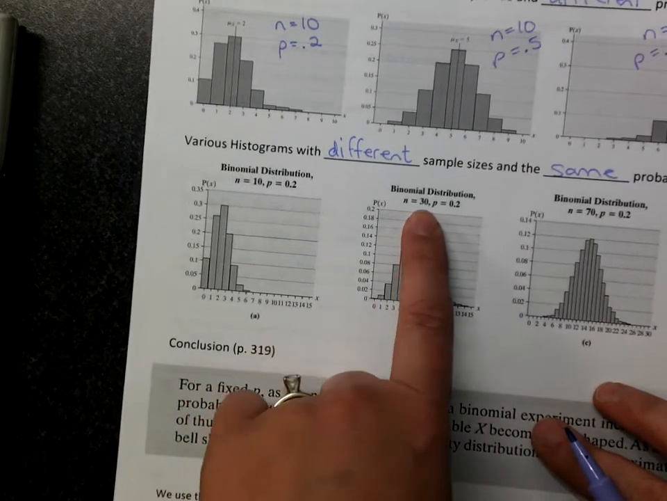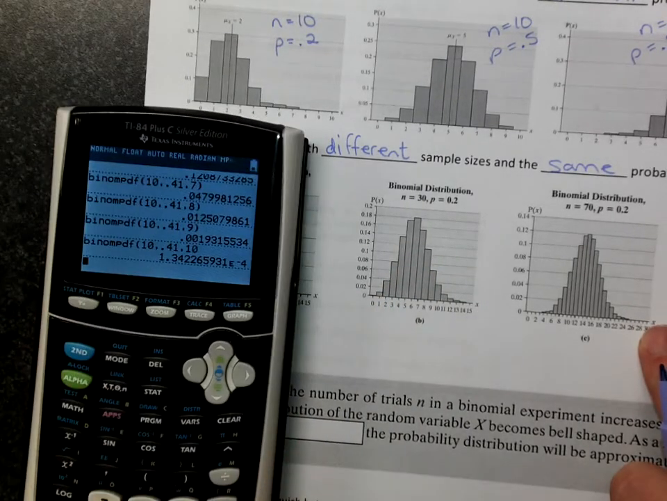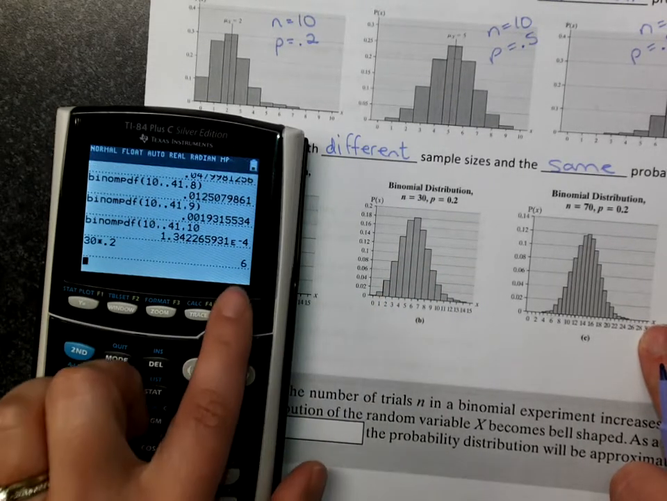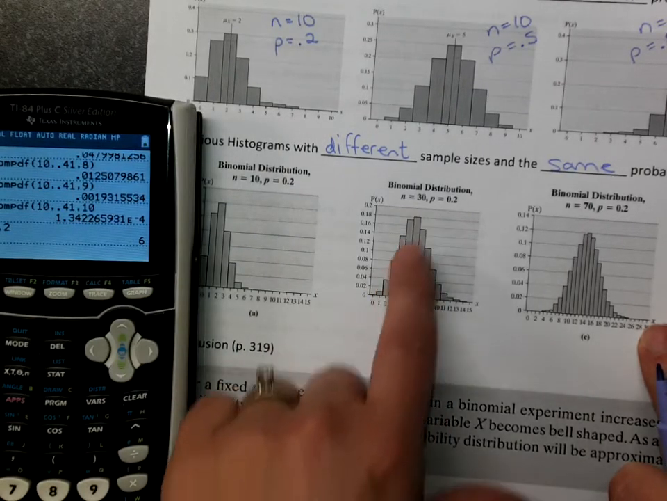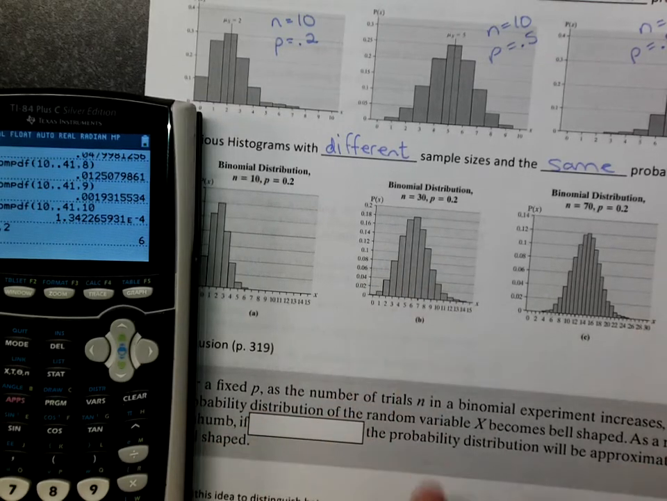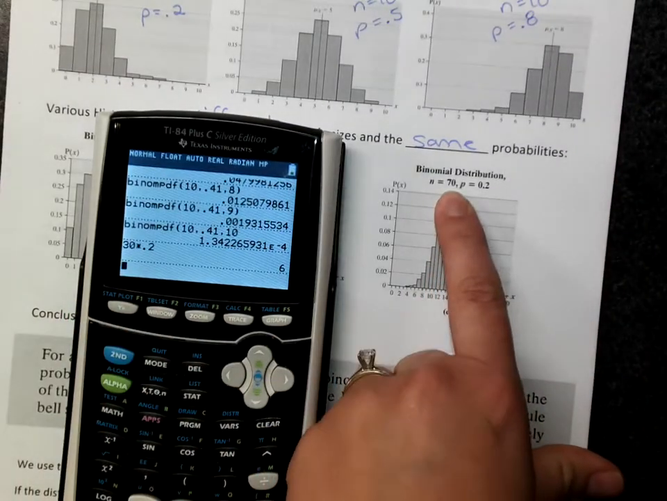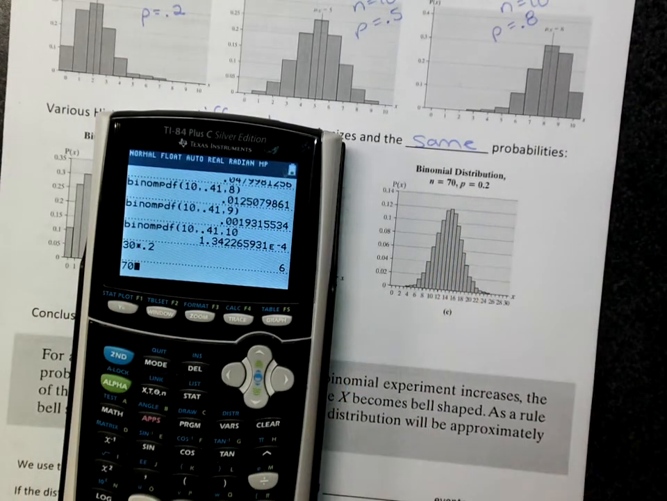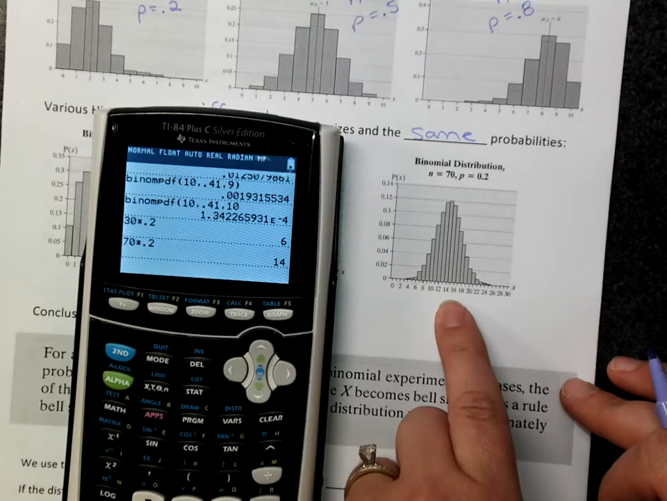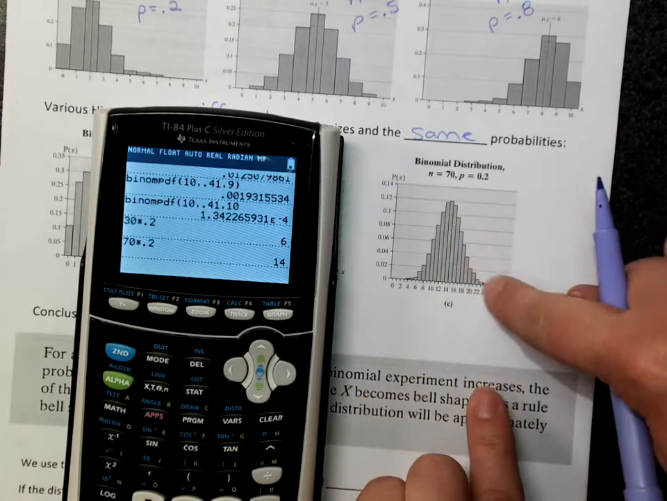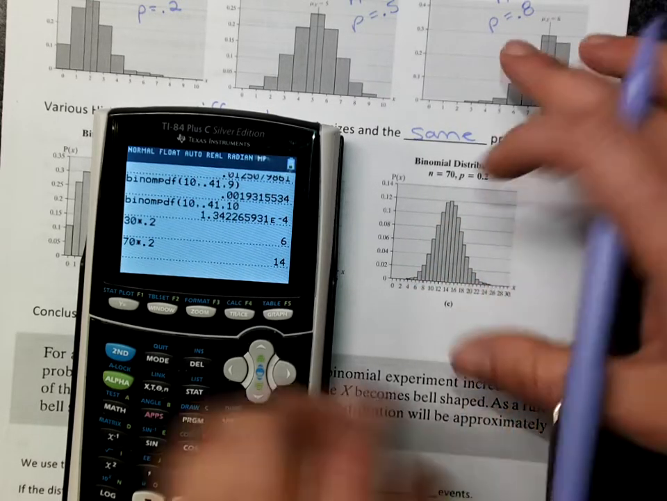The next distribution has a sample size of 30 and a probability of success of 0.2. If I were to do 30 times 0.2, I get 6. So you'll notice the majority of the data is centered around 6, and it gets a little bit more bell-shaped, a little bit more even on both sides. The last distribution has a large sample size of 70 and a probability of 0.2. If I were to do 70 times 0.2, you'll notice the center should be around 14. So there's 14, it spikes, and it has a very bell-shaped distribution on either side. So it's very nicely bell-shaped.